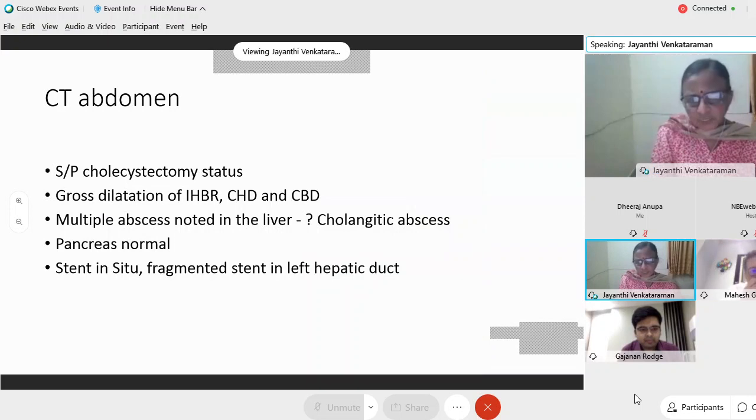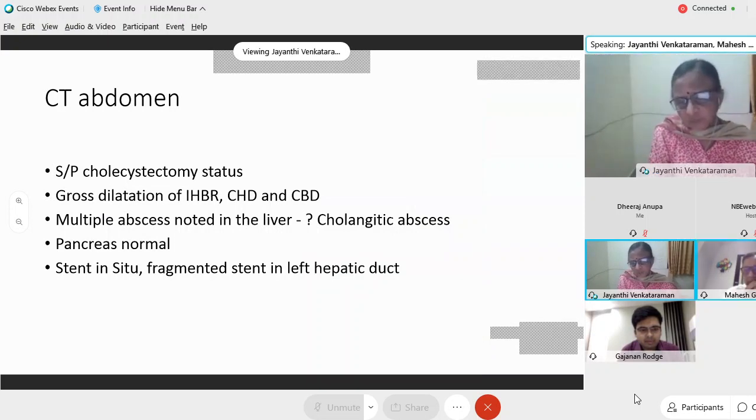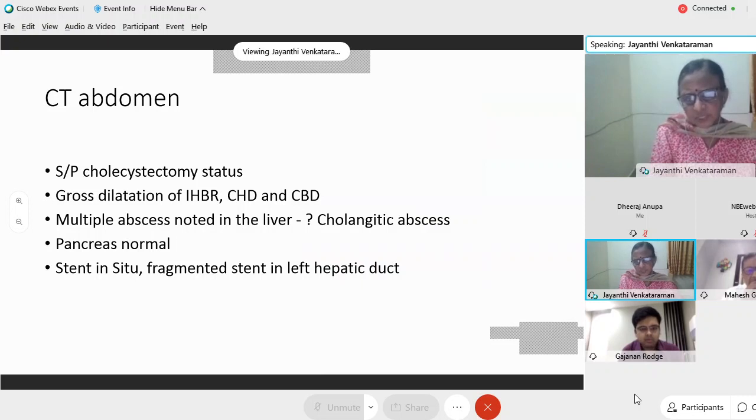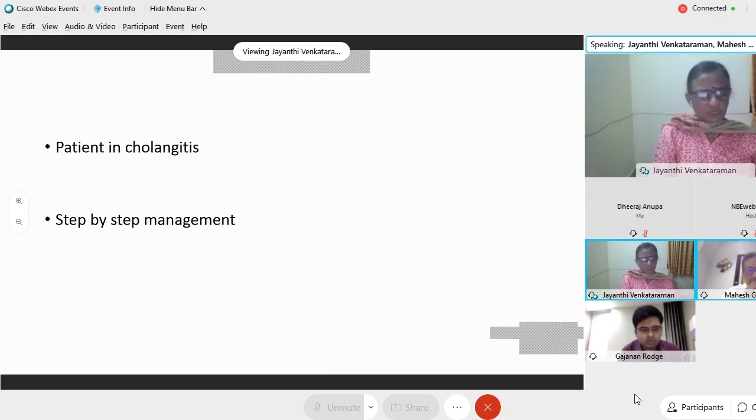So it was a polycystic liver with gross dilatation of the IHBR and CHD, CBD, multiple abscesses in the liver, pyogenic abscess. Pancreas was normal, stent in situ, fragmented stent in the left hepatic duct. How should you manage this patient? Quickly tell. You have 5 minutes left.